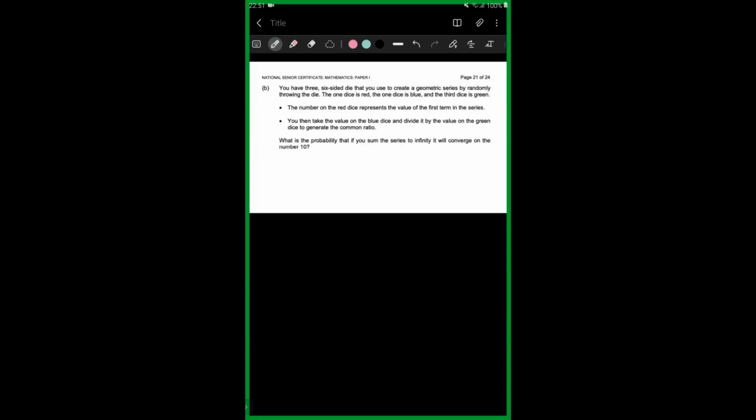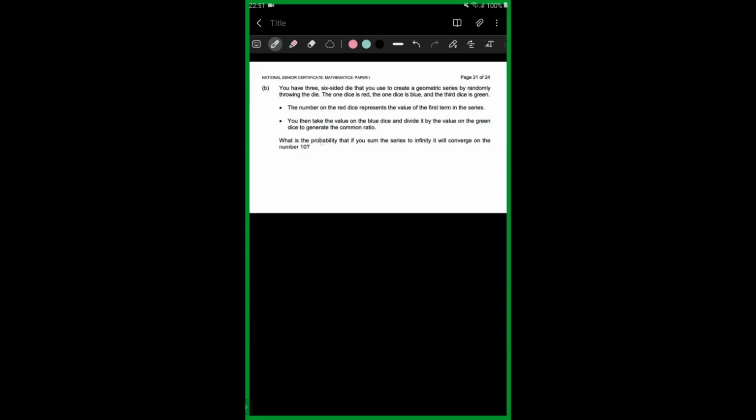So this sequence says the number in the red die represents the value of the first term in the series. Okay, so the number in the red die, we don't know what it is, right? But then it says here, you then take the value of the blue die and divide it by the value of the green die to generate the common ratio. What is the probability that if you sum the series to infinity, it will converge on the number 10?